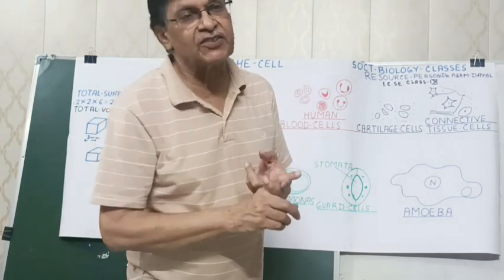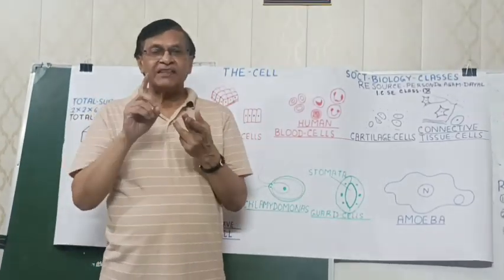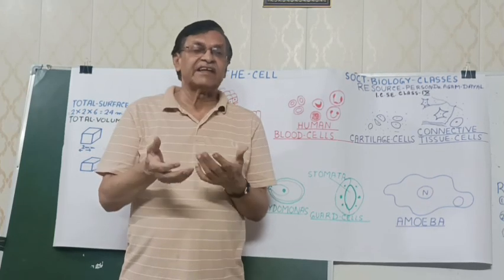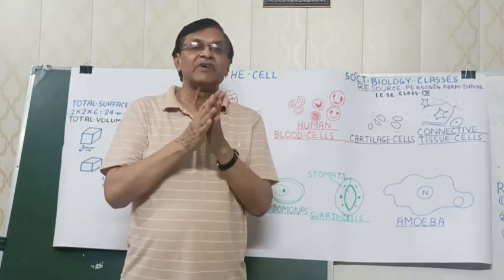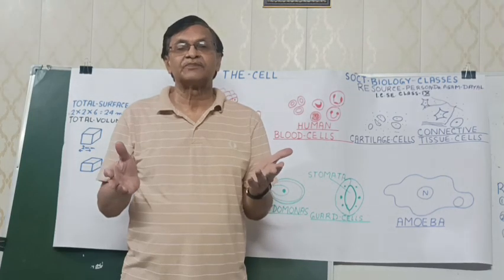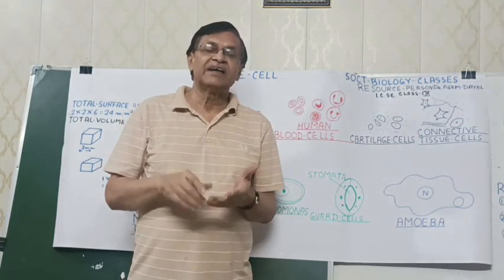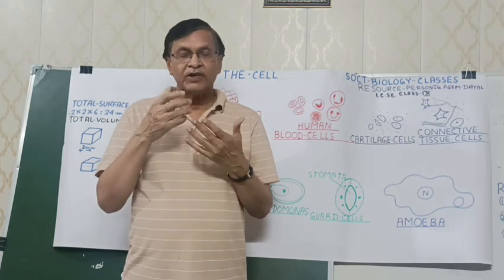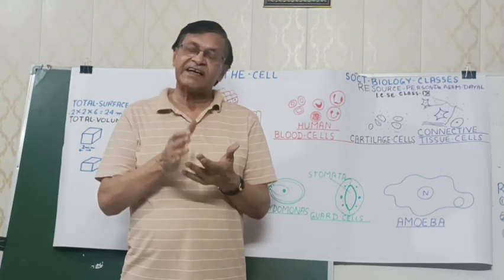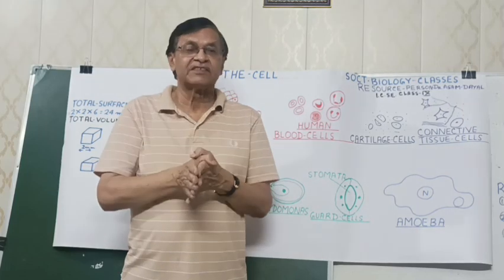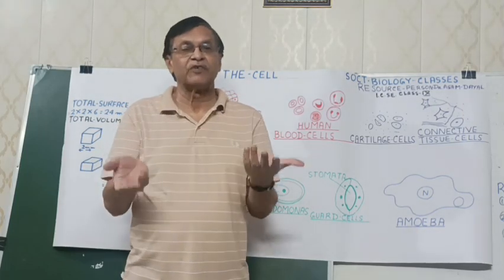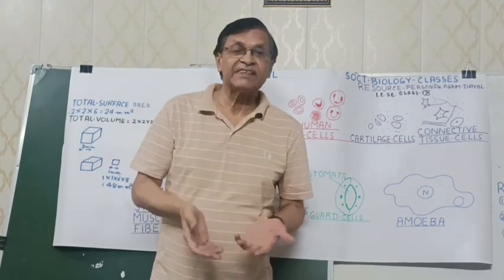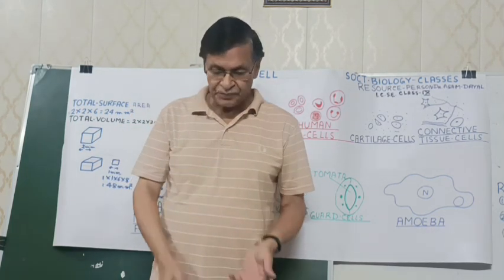A Dutch scientist, Matthias Schleiden, said that all plant bodies are made up of such type of cells, and at the same time an English scientist, Schwann, said that the bodies of all animals are made up of the same type of cells. This gave birth to cell theory.